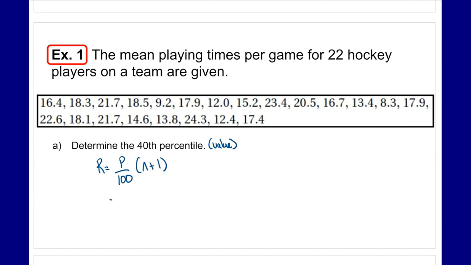In this case, our percentile is 40. So 40 divided by 100 times 22 plus 1, or 23. We go through and do this calculation, and we get 9.2. Because it's 9.2, we have to round down to 9.